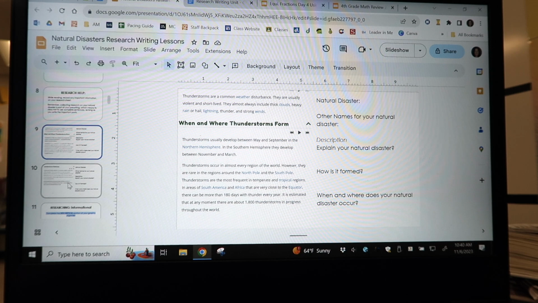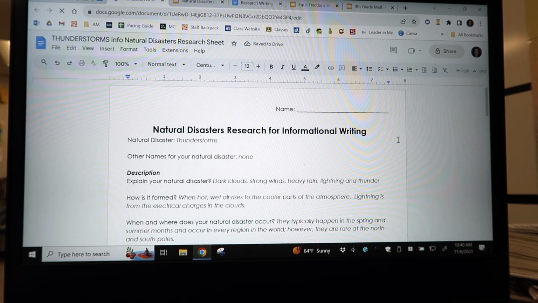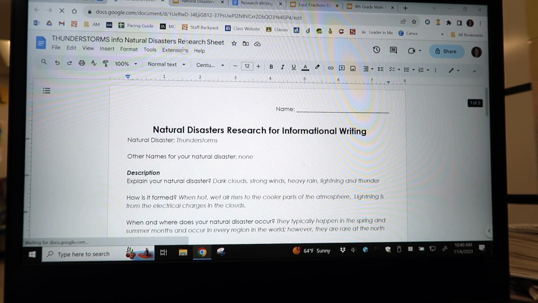So I want to teach them how to use it. The model we're going to be using is thunderstorms. That's not one they're researching. I just snipped this from Britannica Schools, and this is from the sheet that they have. To make it easier on my grade level team, I went ahead and filled out all the information on thunderstorms so that they have the information as they're modeling it.